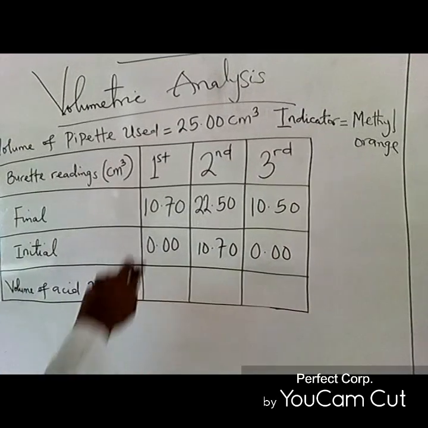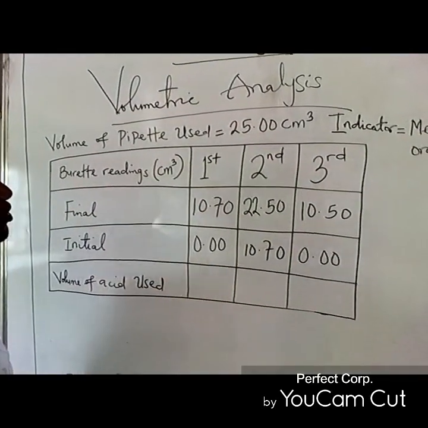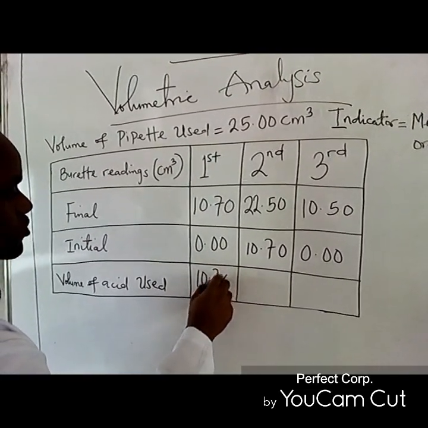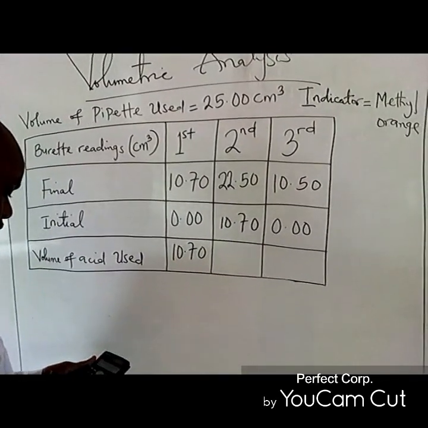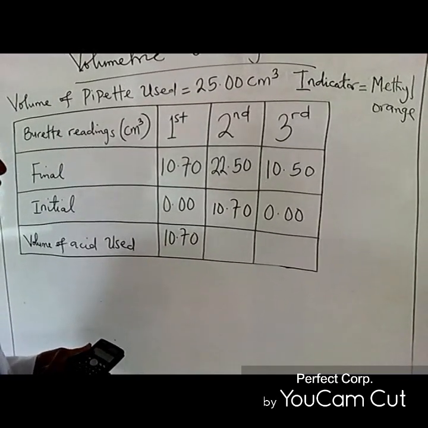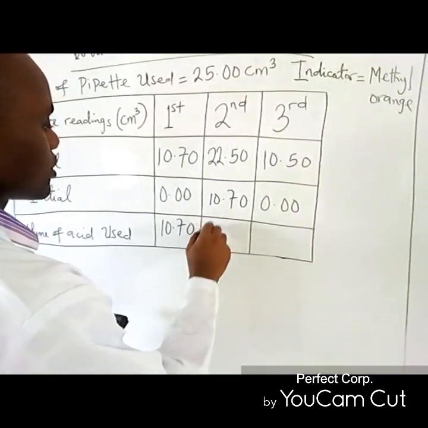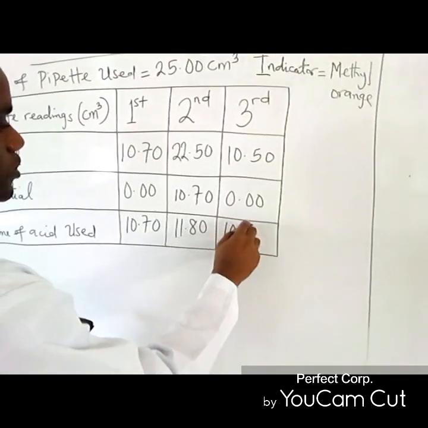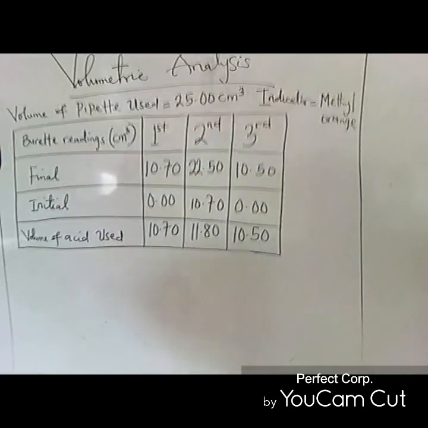So let's start with the first titre value. 10.70 minus 0.00 gives us 10.70. Then for this, 22.50 minus 10.70 gives us 11.80. Then this one gives us 10.50. So these are the volumes of acid used.